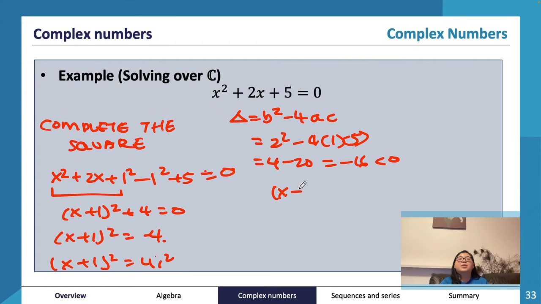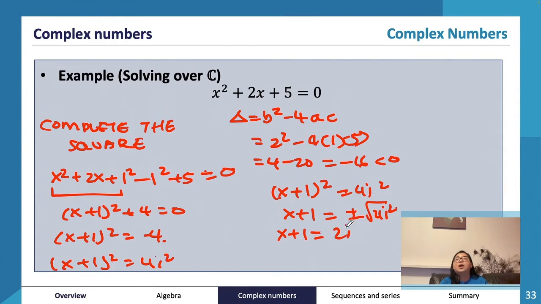So we'll have x plus 1 squared here, and essentially we can now try and plus or minus it, right? So we'll have x plus 1 equals plus or minus the root of 4i squared. Now 4 can be rooted to 2 and i squared can just be rooted to i. So we'll have x plus 1 equals plus or minus 2i, right? So x will equal negative 1 plus or minus 2i.